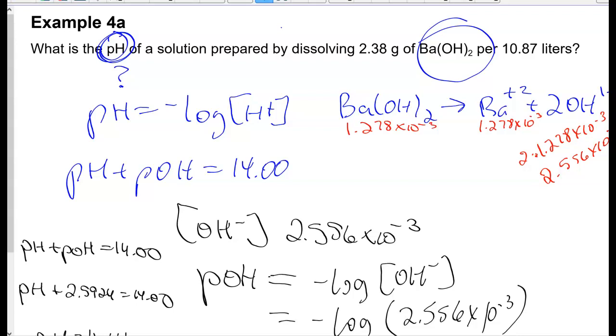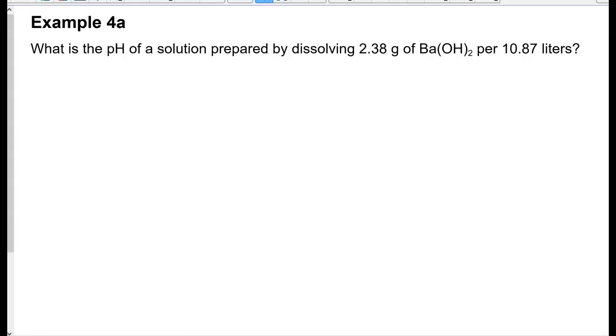Okay, example 4a, I'm going to go ahead and clear the screen and go through this with you. It says, what is the pH of a solution prepared by dissolving 2.38 grams of barium hydroxide per 10.8 liters? Well, I need to get pH. And what we know about pH right now is pH equals the negative log of H plus concentration. So we have to get to the point where we have H plus concentration from this.